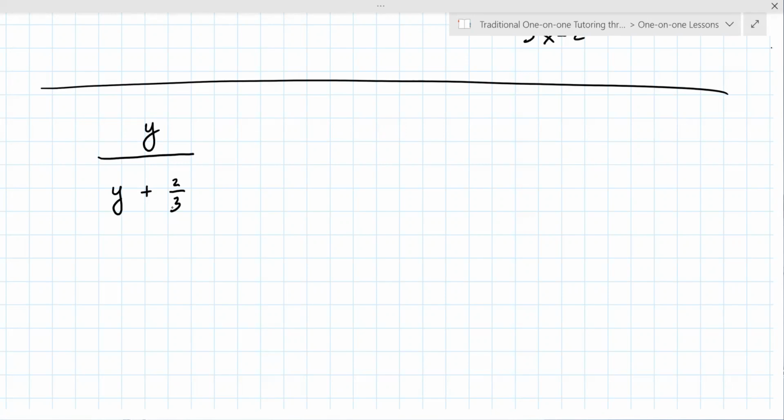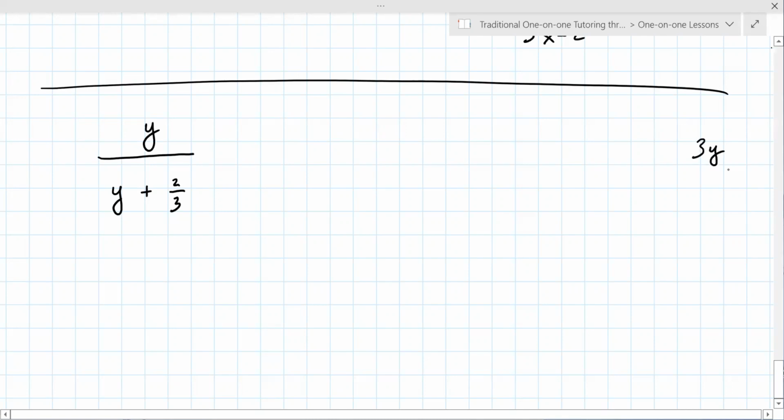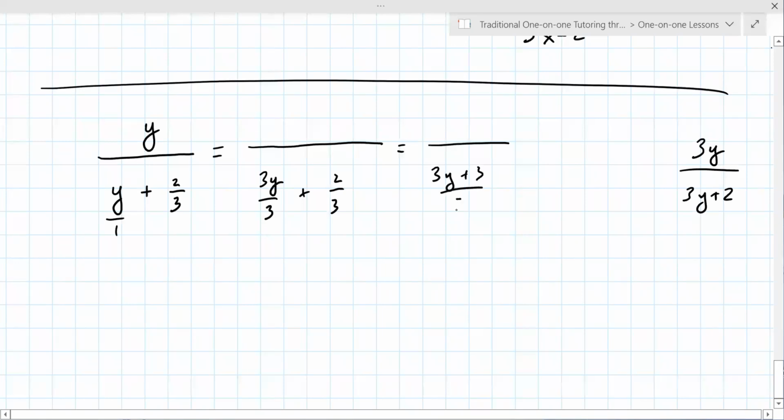All right, do you have an answer for me, or are you still working on this one? I have an answer. What is your final answer? I got 3y over 3y plus 2. Okay, looks pretty good. So let's work through this again. You multiply the top and bottom by 3, and then you combine the bottoms, 3y plus 2 over 3. And then yes, it does turn into that. Okay, fantastic.